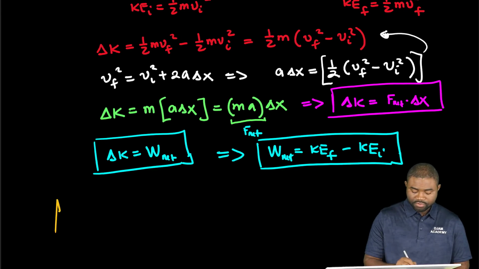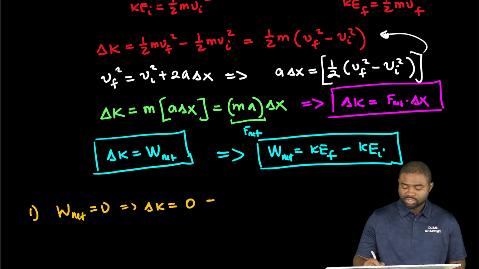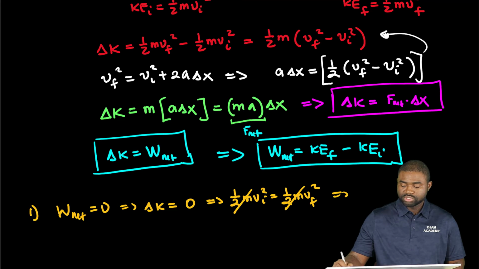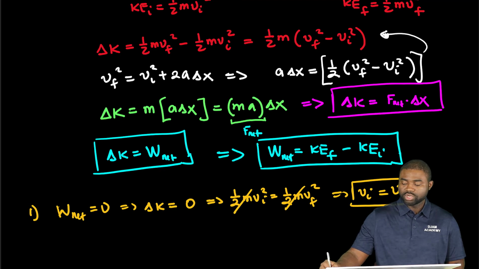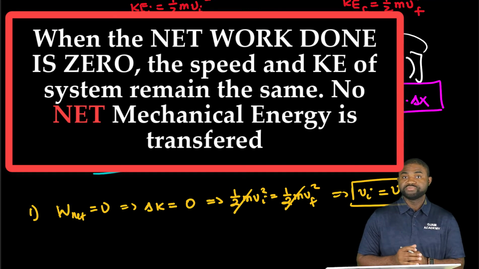One, if the net work done on the system is zero, then the change in the kinetic energy of the system is going to be equal to zero. This simply means that the initial kinetic energy is equal to the final kinetic energy. In other words, the initial velocity is equal to the final velocity. When the net work done on the system is zero, the kinetic energy does not change.